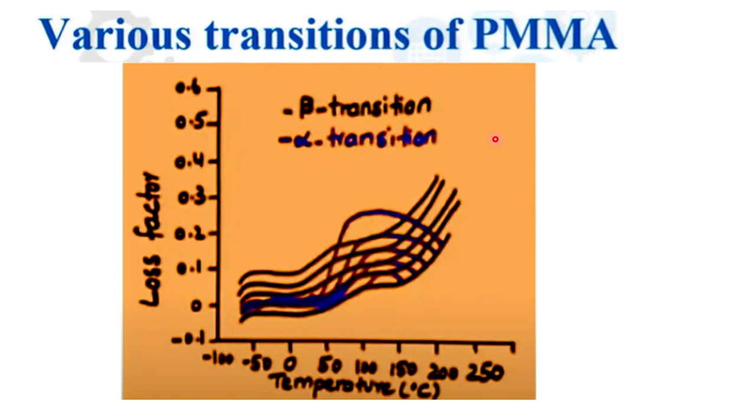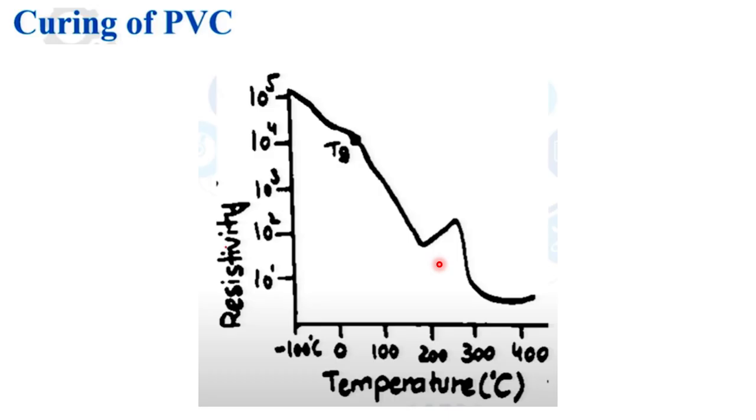Other transitions, for example, in PMMA, there are alpha and beta transitions observed when you measure the dielectric analysis where loss factor versus temperature is plotted. So this hump is corresponding to the glass transition. One can also study the curing process of a polymeric material. That's why dielectric analysis is very much important.